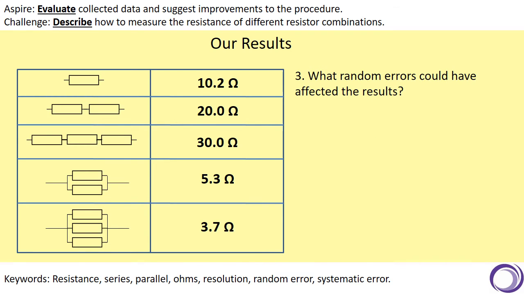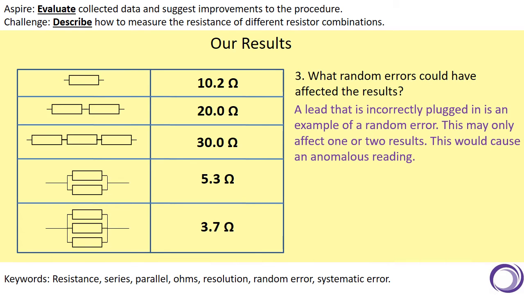Number 3. What random errors could have affected the results? So not systematic errors, so we're not talking about the 0 error that we had on the ammeter this time. A systematic error is one that happens all the time, could be a piece of equipment, affects all the results. So that's not what we're talking about here.